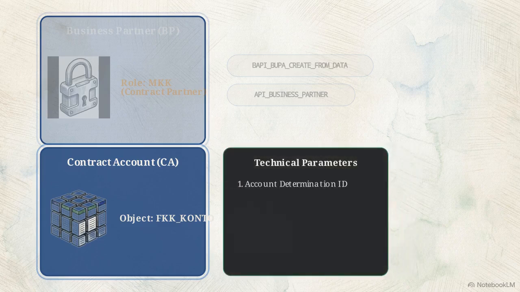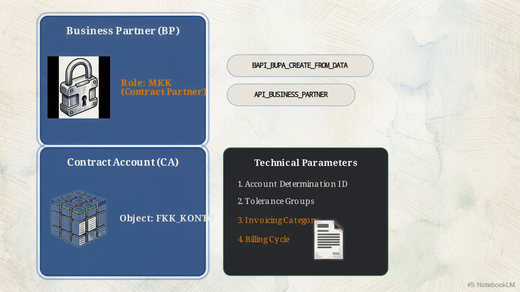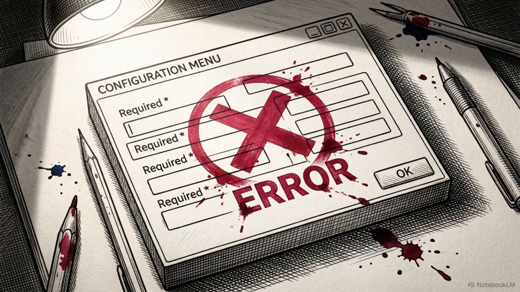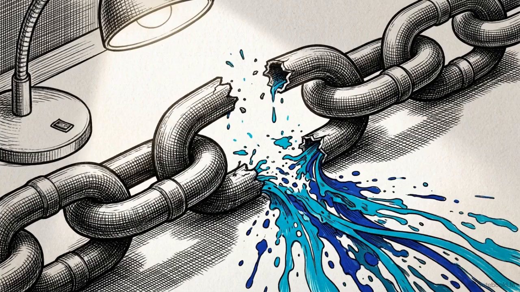The second anchor is the contract account, which utilizes the FKK KOTO number range object. The contract account carries critical parameters that downstream billing relies on, specifically the account determination ID and tolerance groups. Most importantly, it holds the invoicing category and the billing cycle. These two parameters directly govern how invoices will be routed and timed. If these master data anchors lack the MKK role or the correct parameters, the convergent invoicing layer will categorically reject any incoming billable items, breaking the chain before billing even begins.